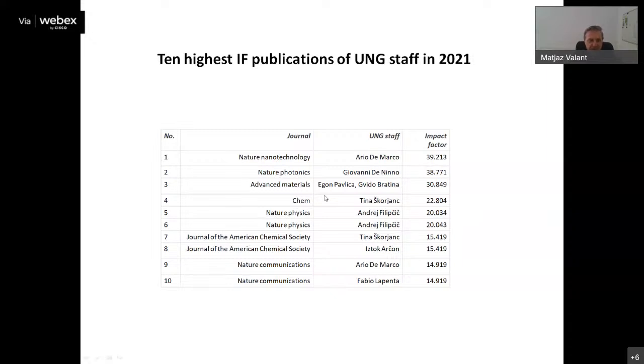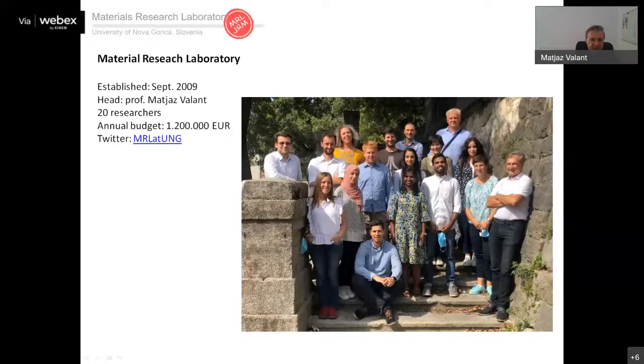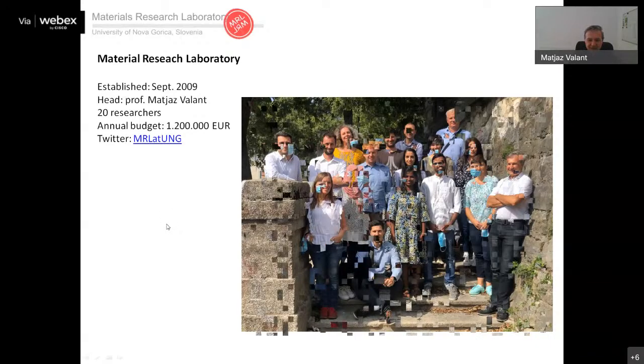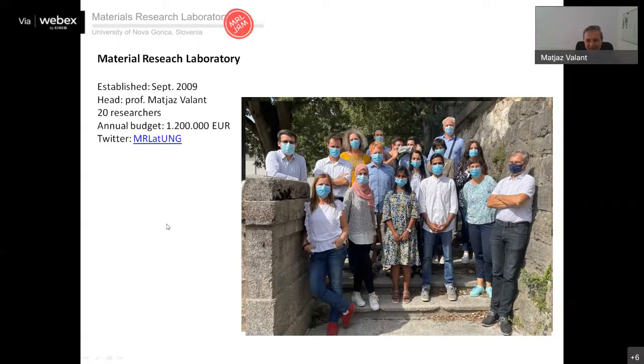Here are our 10 highest impact factor publications from the last year. I think with these research achievements we can be happy, but we need to continue at that level. Now this is my laboratory. The picture is from this year, and as you see, we are sharing the same destiny as the rest of the planet regarding the COVID measures.